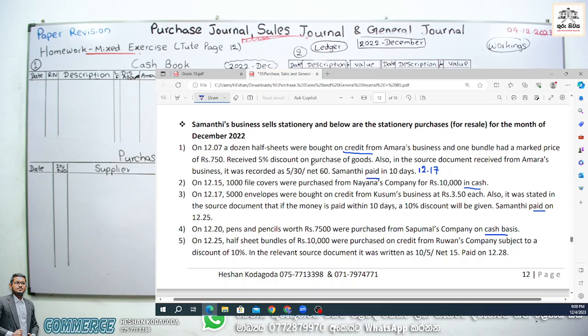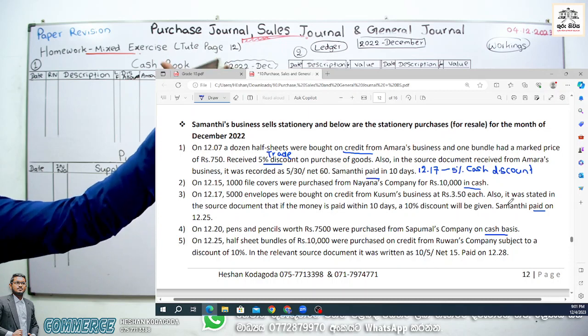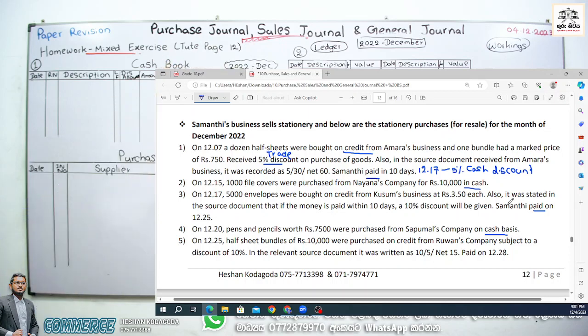5% cash discount. Since Samanthi paid before 30 days, Samanthi is eligible for 5% cash discount as well. This discount is trade discount. Understand? This is trade discount. This is cash discount. Samanthi is eligible for both cash discount and trade discount. Understand? Trade discount and cash discount. Is it clear to you? Send me a thumbs up. Right? I think you can understand. Right? Second one.